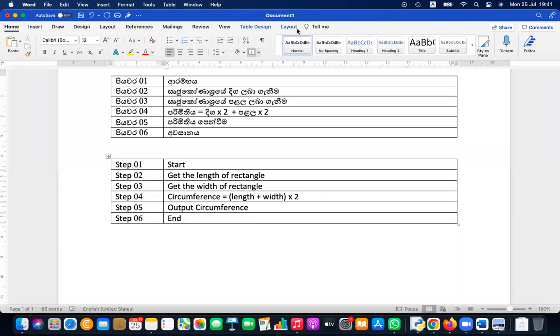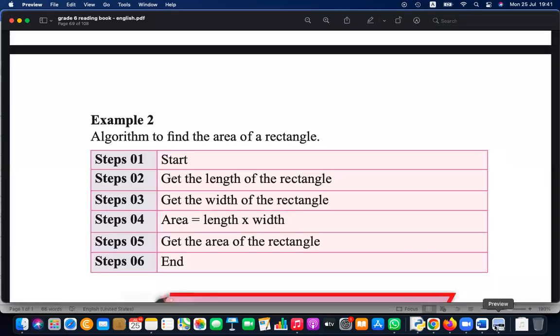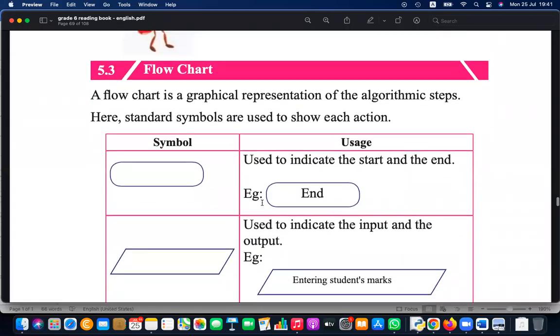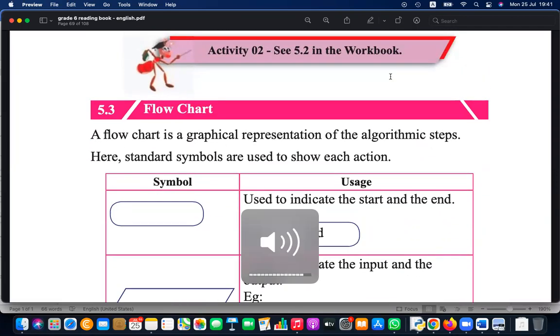Right, let's move to the next part now. That is where you can see these symbols. So what are the symbols? We are using a flowchart to show this algorithm. Actually, we have already written these symbols. I just want you to remember these symbols again.